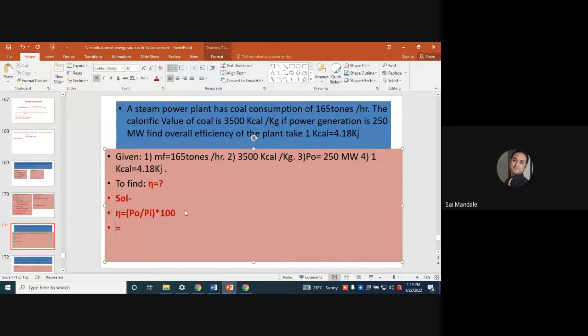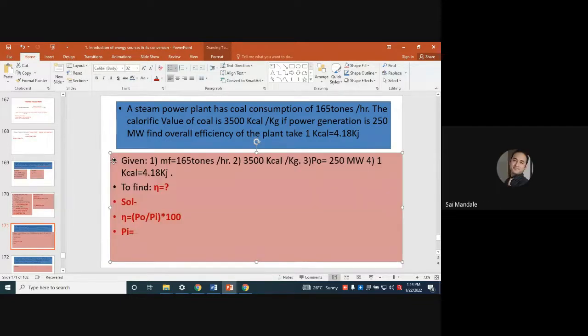So P output, do we have P output? Yes, we do have P output over here, and P input is not given to me. So my first target is to calculate P input. How to calculate P input? Can anybody tell me the formula? MF into CV. Perfectly correct. Very good. Nice. MF into CV.